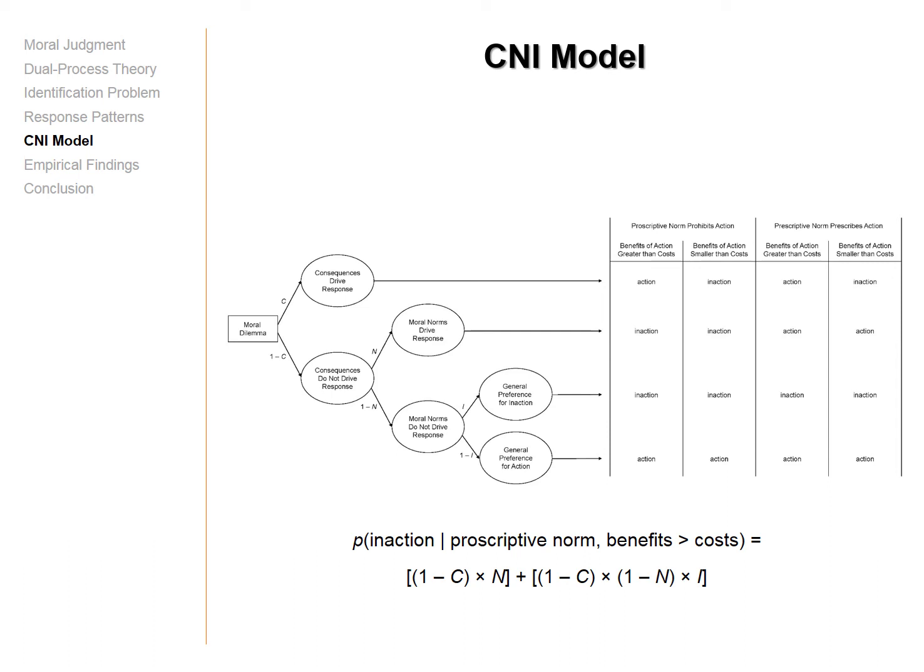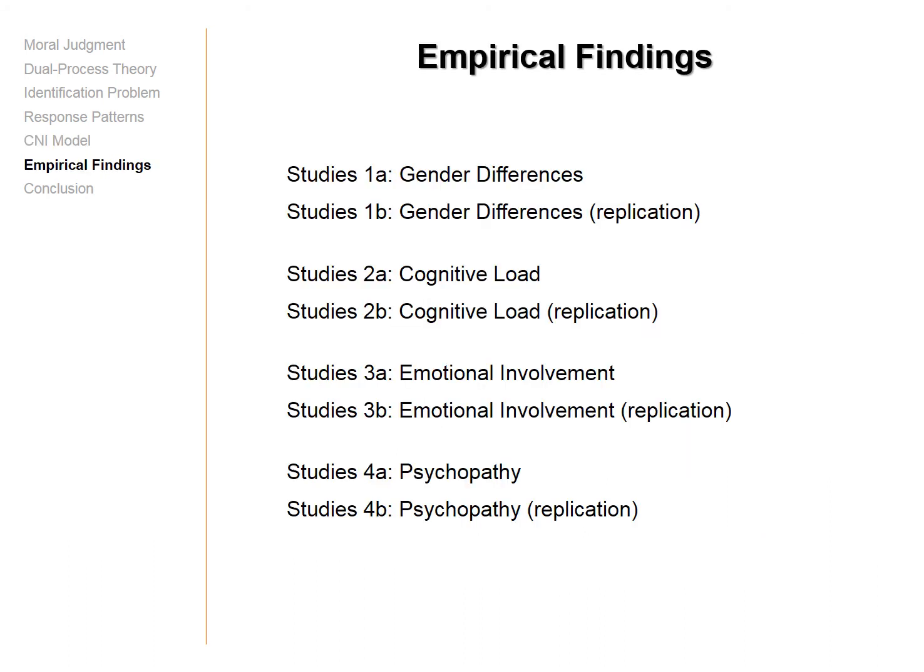How these equations are generated on the basis of the processing tree is explained in detail in the supporting paper that is available for this presentation. So instead of talking about technical details, I will use the remainder of my talk to present some of the findings that we obtained with the C&I model. I will present the results of 8 studies. 2 studies investigated the nature of gender differences in moral judgments. 2 studies investigated the effects of cognitive load. 2 studies investigated the effect of emotional involvement, and 2 studies investigated the relation between psychopathy and moral dilemma judgments.